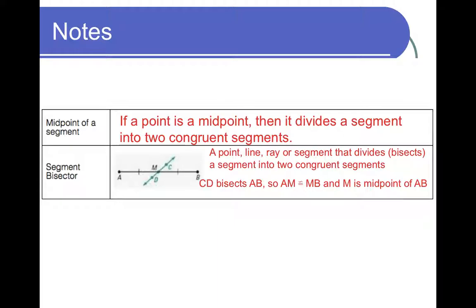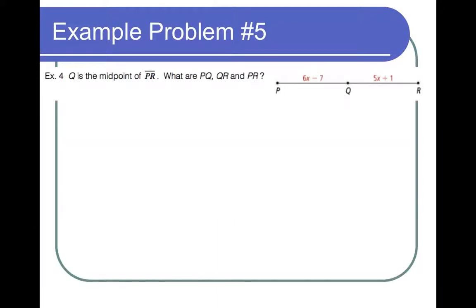All right, so let's do a quick example of that. Example problem 5. If I know that Q is the midpoint of segment PR, then how do I find PQ, QR, and PR? What equation do I know is true? What's equal to what? Miles, can you tell me? If Q is the midpoint, then what is congruent to what? Perfect. PQ is congruent to QR. We can say the measure of PQ is equal to QR.